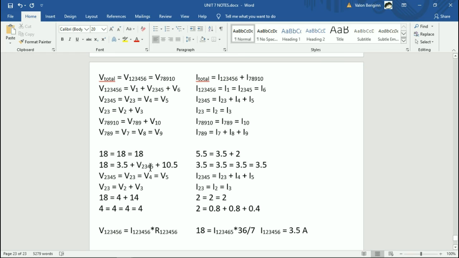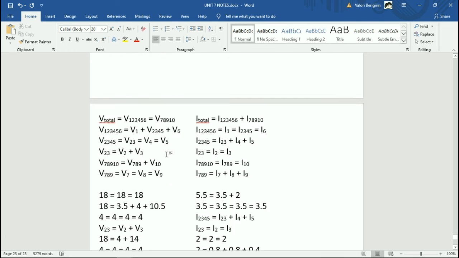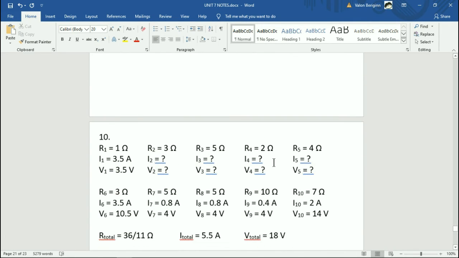Okay, then we can solve for V2, 3, 4, 5. We have 3.5 plus 10.5. That equals 14. This is 4, which means this is 4, which means this is 4. This is 4, and this is 4. So V4 and V5 are both 4.